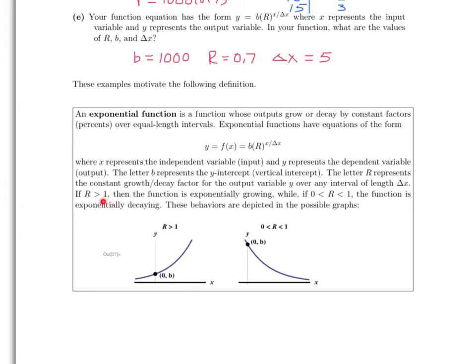If the factor r is greater than 1, like it was in our first example where r was 2, then the function is exponentially growing. On the other hand, if r is between 0 and 1, like it was in our last example, the function is exponentially decaying, and these behaviors are depicted in the graphs below.